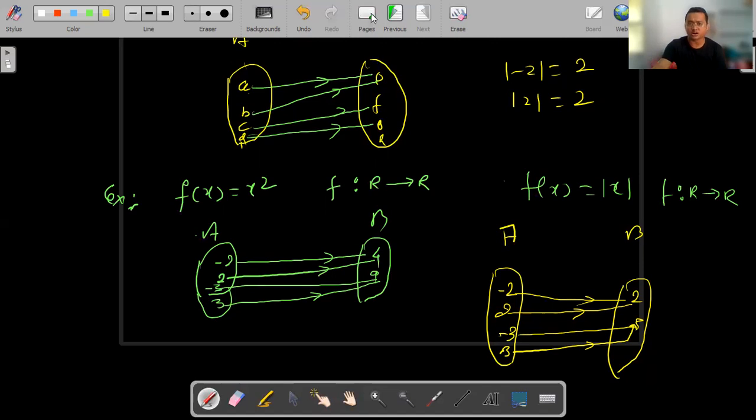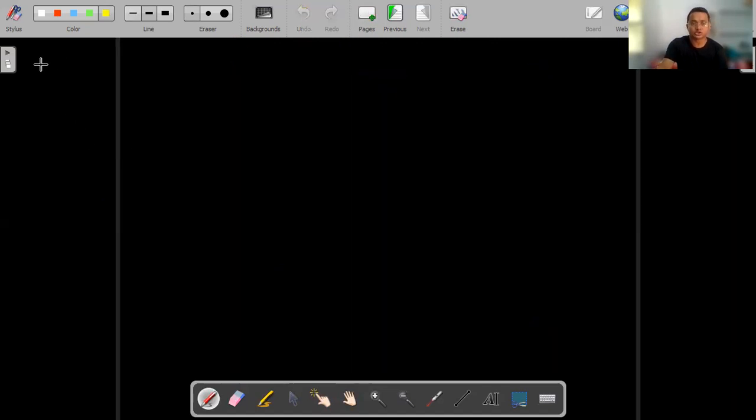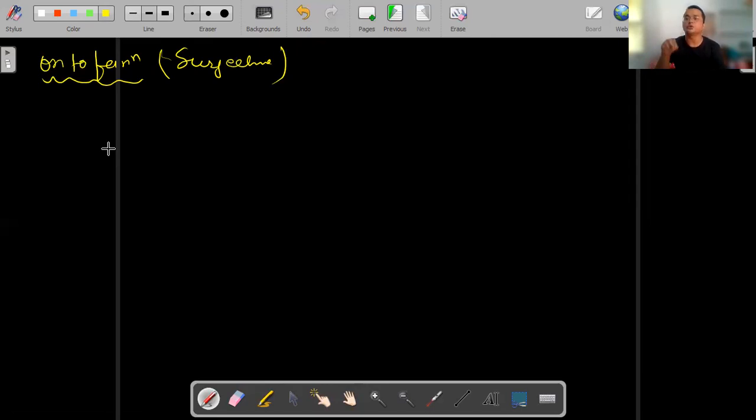Now the third one is onto function. So what is onto function? Onto function is also called surjective function. One-one function is called injective function, and onto function is called surjective function. Don't get confused here. So see here, a surjective function is a function whose codomain is equal to its range. Means what? We will try to understand through the diagram.